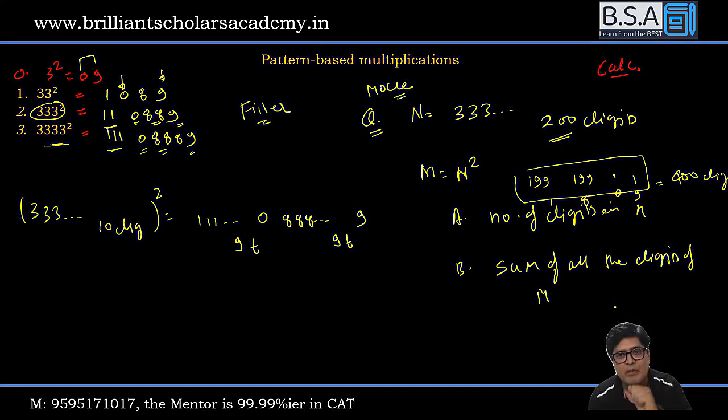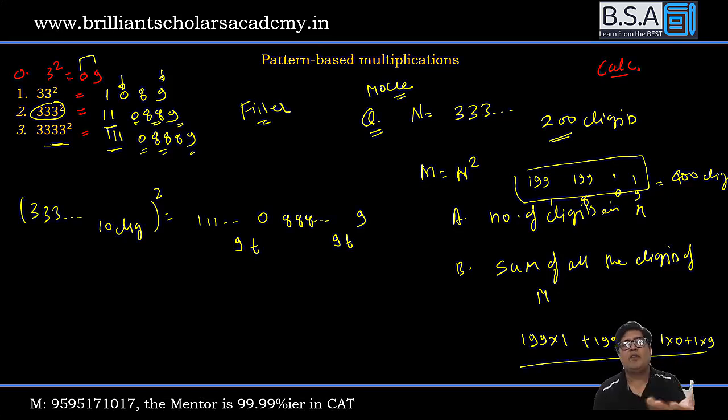What will be the sum of those digits? 199 digits will be 1. I'm giving you the answer for questions A and B. 199 will be the digit 8. 1 digit will be 0, so no addition. And 1 digit will be 9. This is the sum of all the digits of the number m. Any doubts in this so far?